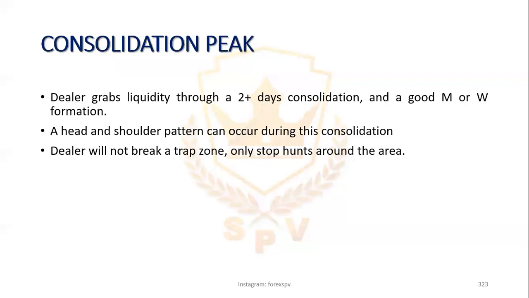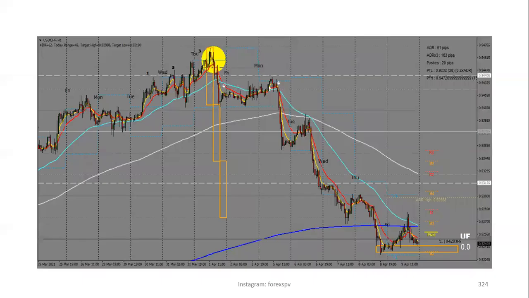So you should expect for the dealer to chop around, and then a good M or a good W formation will be formed. Sometimes, or most of the times, the dealer would raid buy stops or sell stops before forming these M's, before forming these W's. And sometimes you find the head and shoulder pattern.